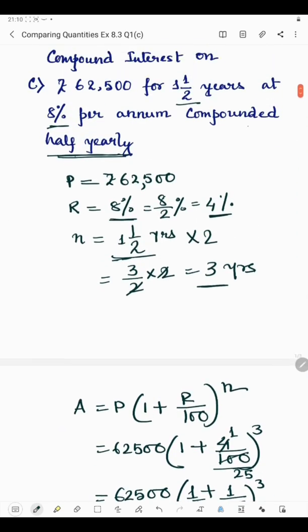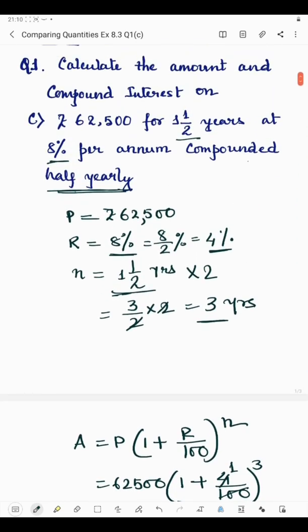So if we have to find the compound interest half yearly, then we just have to find the rate of interest for half a year. So the rate of interest should be divided by 2 and the number of years should be multiplied by 2, if it is compounded half yearly. So this was all about question number C. Thank you, students.